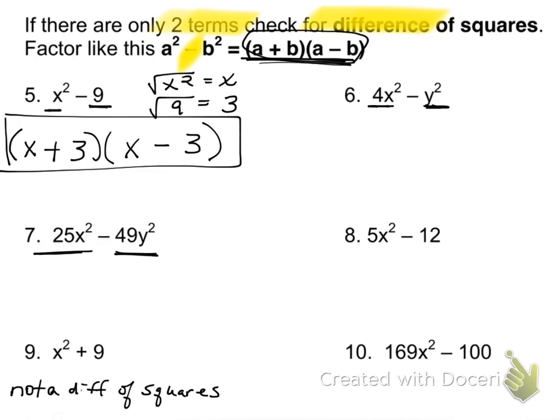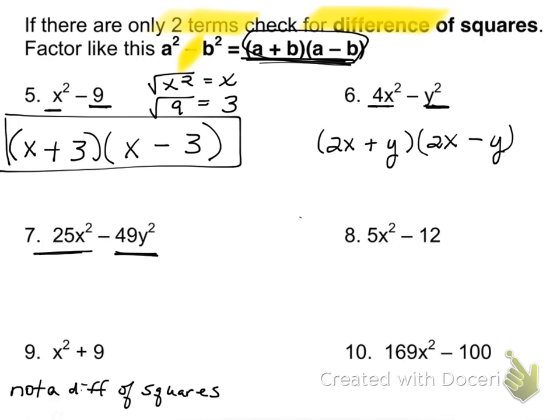So let's look at this next one. Can you take these two terms? We have a minus sign in the middle, so we look, is it a difference of squares? The square root of 4x squared is 2x. The square root of y squared is y. And then the signs we know are one of each.